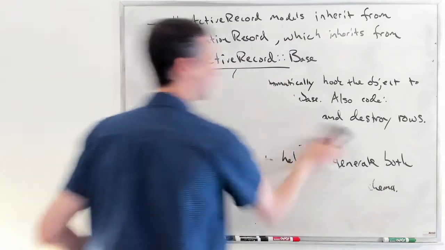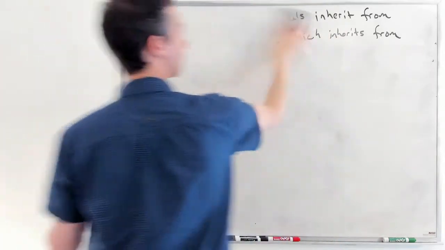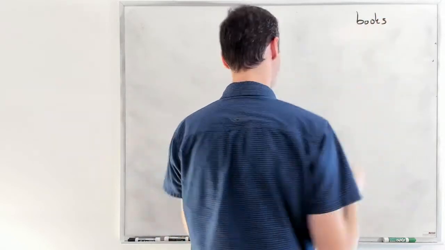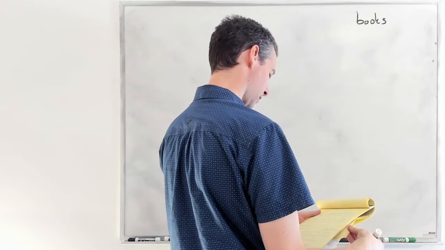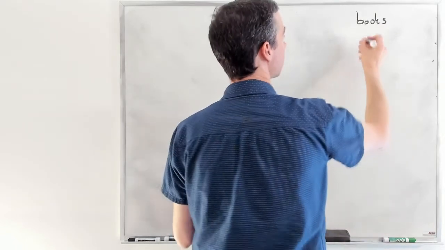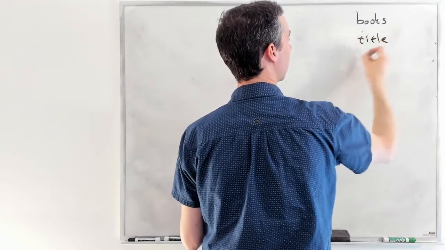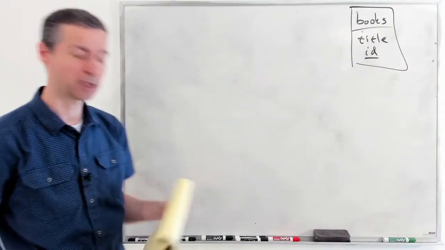I want to talk about books. I think a real simple thing that we want is we're going to have books, and we're going to give it, what are we going to give it? We're going to give it a title. That's it. So let's just give this a title. And by the way, it will have an ID as a primary key. So we're just going to work with a super simple table right now.